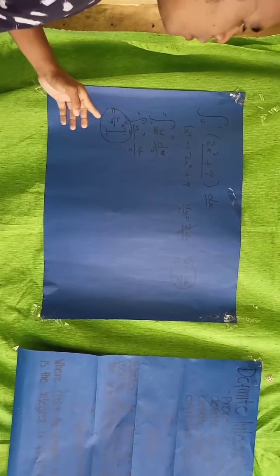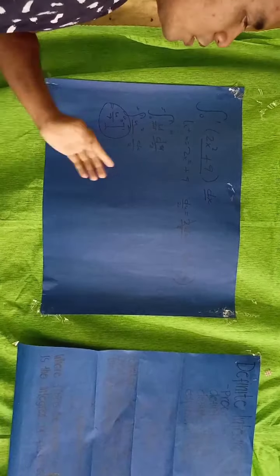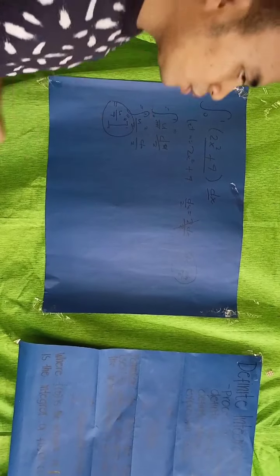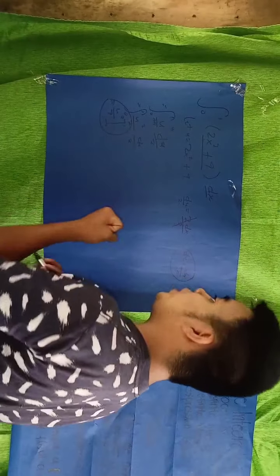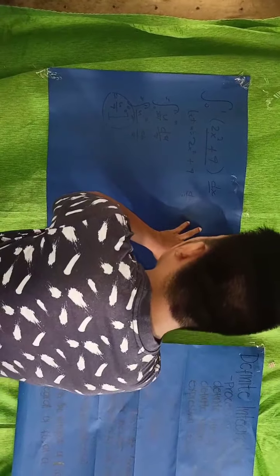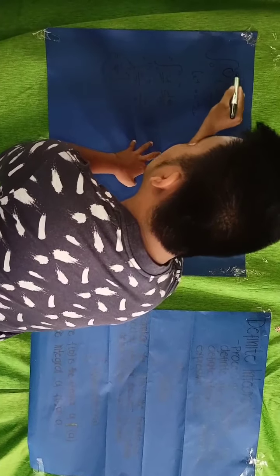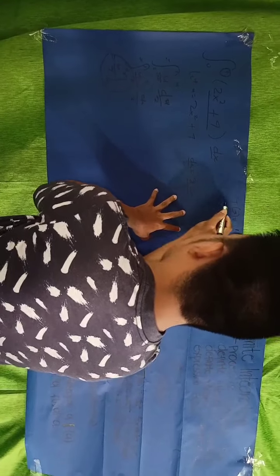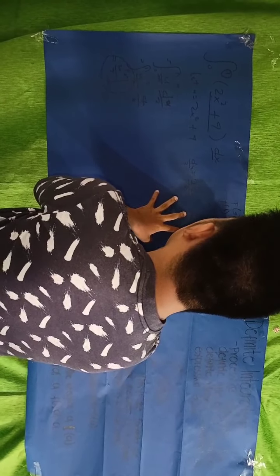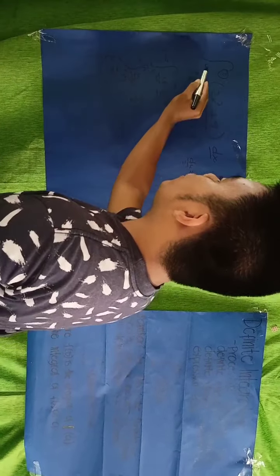So now that we have this expression, we will now solve it to get the definite integral of this. So as what we have learned, the f of a is equal to the upper limit, which is 1, and f of b is equal to the lower limit, which is 0.